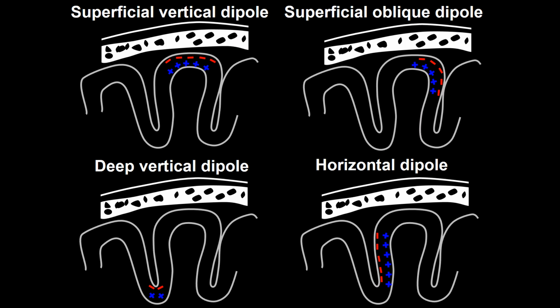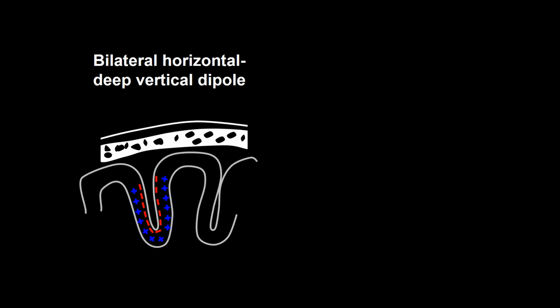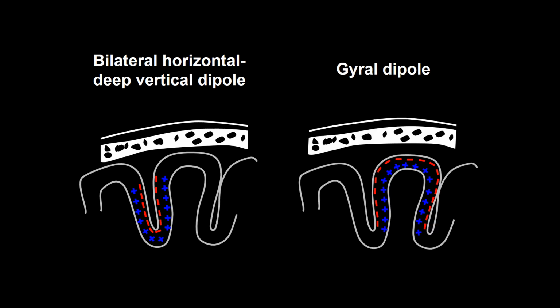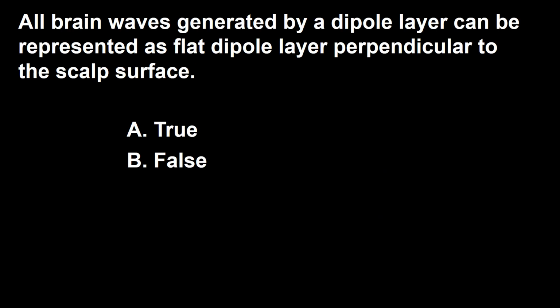When the dipole layer is confined to the wall of a gyrus, we will use the term horizontal dipole arrangement. In this situation, the dipole is parallel to the scalp surface. Even more complex dipole arrangements exist, consisting of a dipole layer occupying both walls of the side of a sulcus and the nadir of the gyrus, to which we can refer as bilateral horizontal-vertical dipole arrangement. And the last arrangement I will mention occurs when the whole convolution or gyrus is involved, to which we will refer as a gyral dipole. So the answer to this question is false.